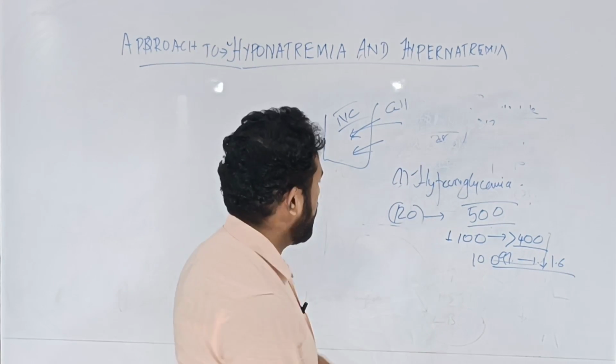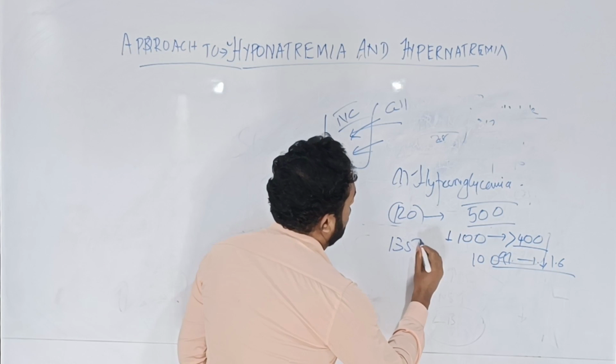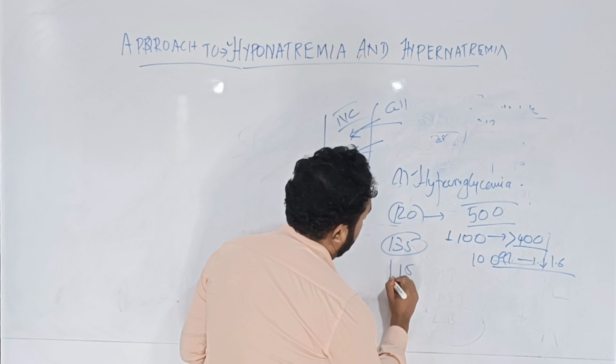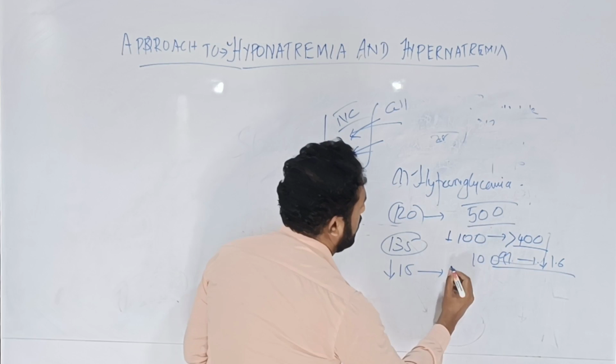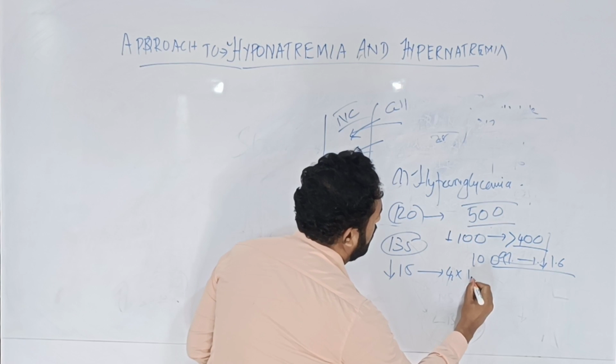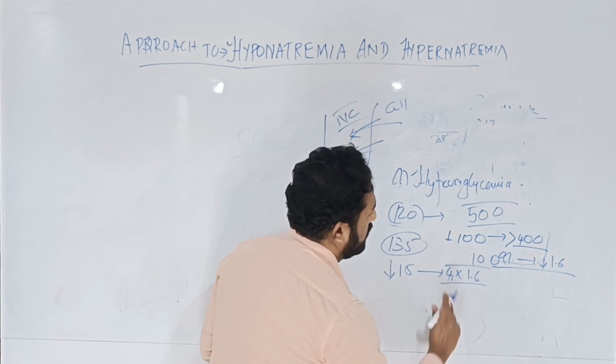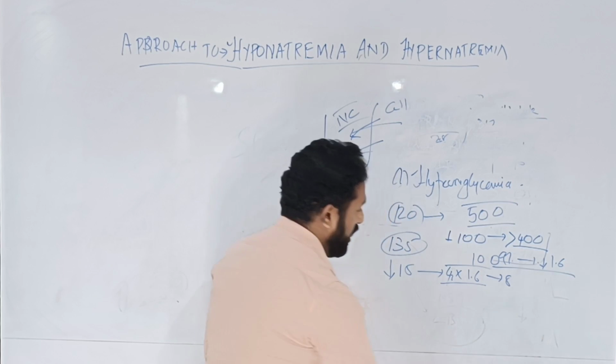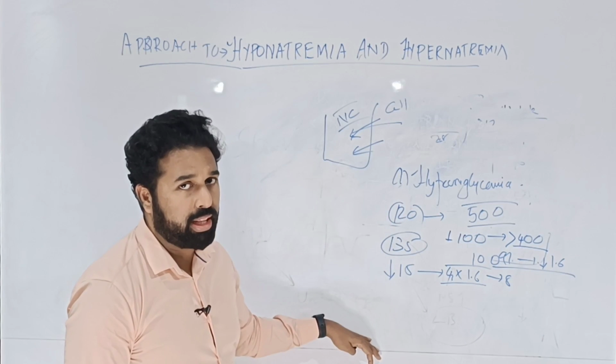So is it only pseudo hyponatremia in this case? What is the normal sodium value? It is taken as 135. So the reduction is 15. How much are you supposed to reduce? 4 into 1.6. If you take it as 4 into 2, still it is only 8. So the reduction is more than that.